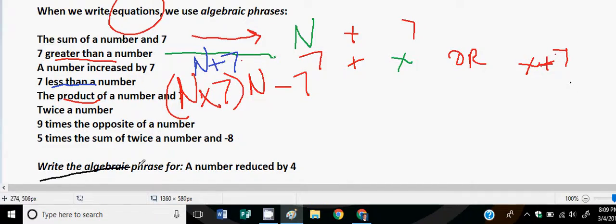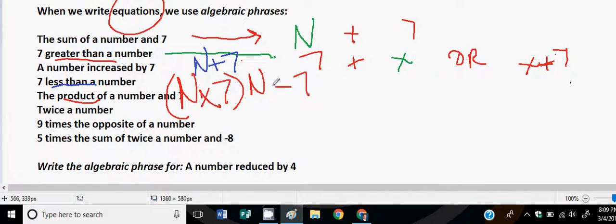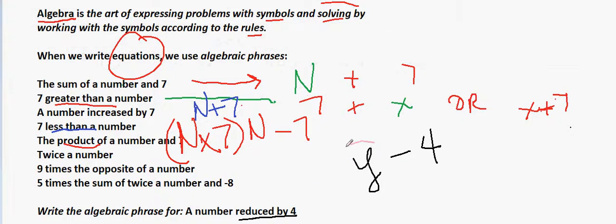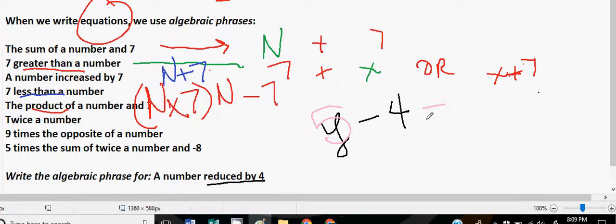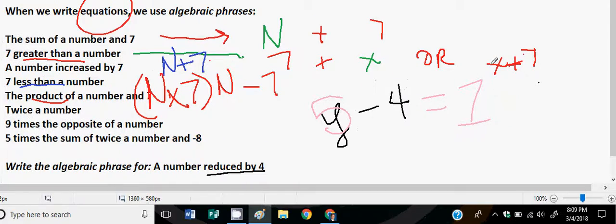Let's try writing the algebraic phrase for a number reduced by 4. How do I show a number? Let's try y this time. Doesn't matter what letter. Reduced by, operation, minus what quantity? 4. So y or x or whatever minus 4. We could test this, put something in for y like 5. What's 5 minus 4? 1. Does that make sense? A number reduced by 4, 5 reduced by 4 would come out to 1.